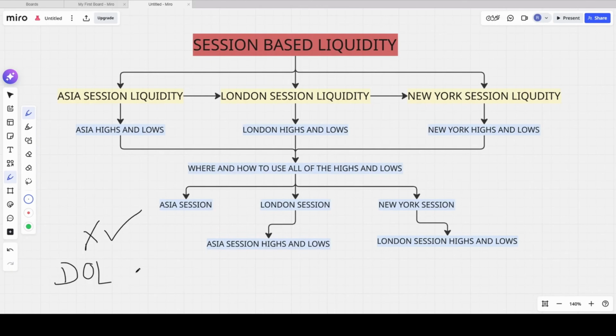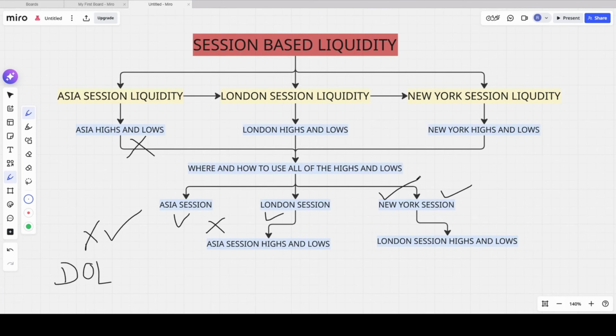What this means is that session highs and lows are not restricted to only the immediate next session. While Asian session highs and lows are most commonly used during the London session, they can also be used in the New York session if those levels have not yet been swept. If the Asian highs or Asian lows remain untouched after the London session, they can still act as valid liquidity targets during the New York session.